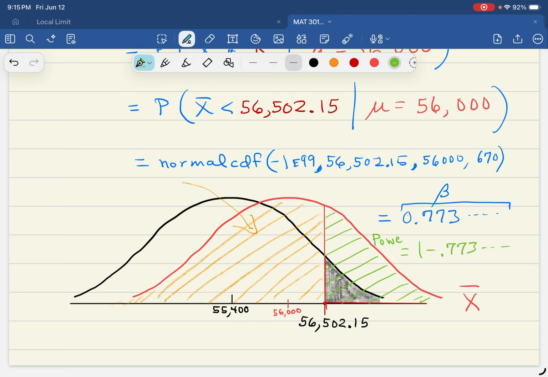Let me label this correctly. The power is different and is equal to 1 minus 0.773 and whatever. And the power of a test is simply the ability that we have to reject a false null. So given that mu is actually 56,000, then with the hypothesis test we just conducted, the power that we have to reject this false null, so the power we have to land in the rejection region, is this 0.2267 whatever. And so just remember that the power of a test, the way that's related to beta, the probability of a type 2 error, is that the power is equal to 1 minus beta.